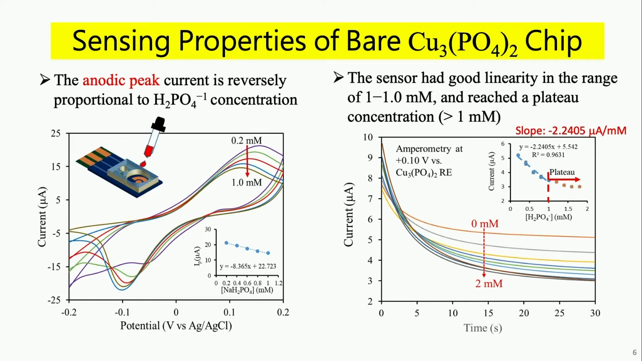And then we can directly drip the phosphate solution in the working container for the on-chip measurement. You can see the peak current has a good relation with the phosphate concentration. And you can get the calibration curve from the peak current with the phosphate concentration. And then we can use amperometry for the detection at a fixed potential of about 0.1 volt versus the chip-type copper phosphate reference electrode. In this case, we can also get the relationship between the current and the phosphate concentration.